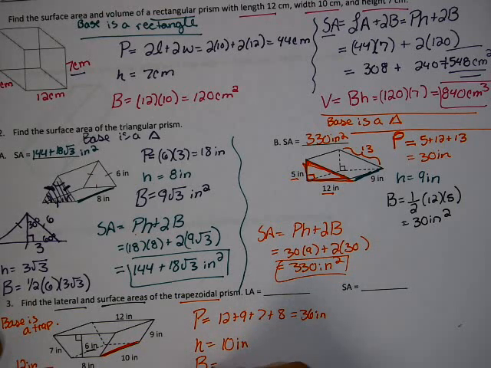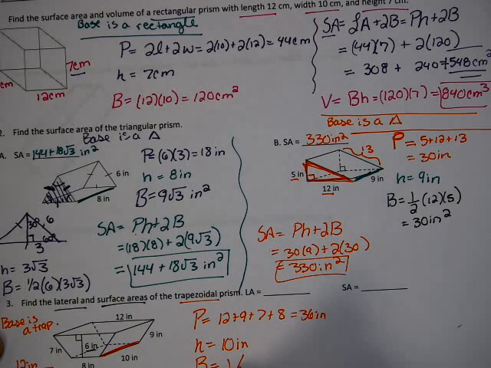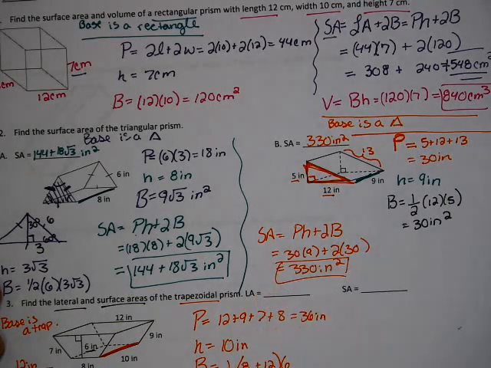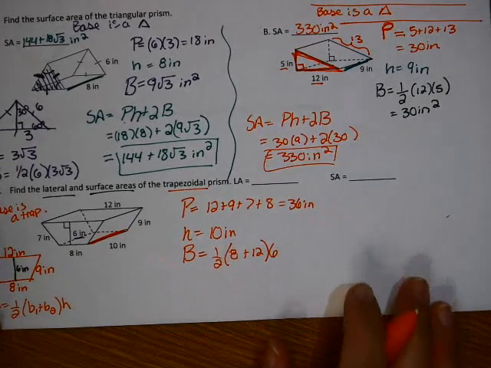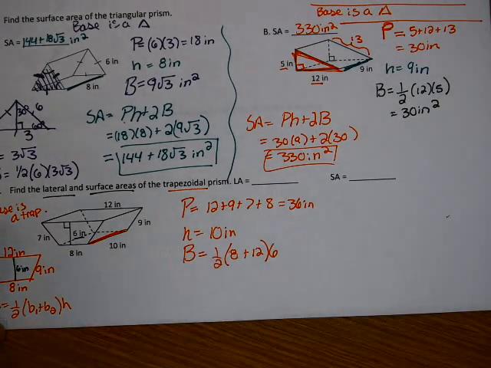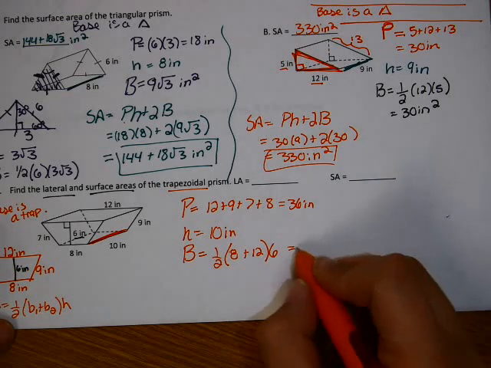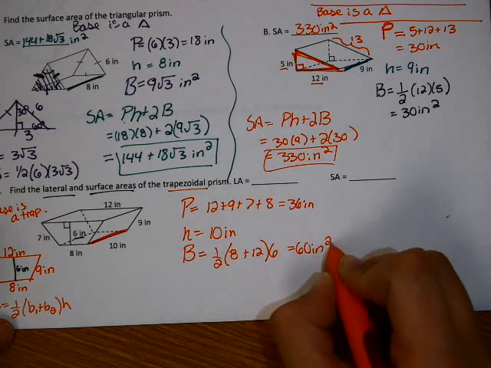And then the area of the base, since it's a trapezoid, remember the area formula of a trapezoid is 1/2 base 1 plus base 2 times the height. So 1/2 base 1 is 8, base 2 is 12, times the height would be 6. Okay, so let's find the area of the base. And I get 60 inches squared.